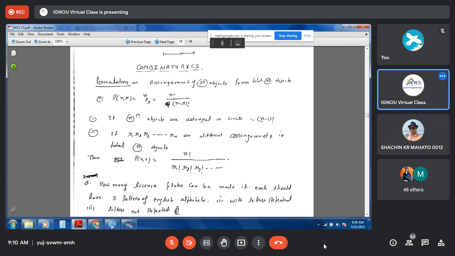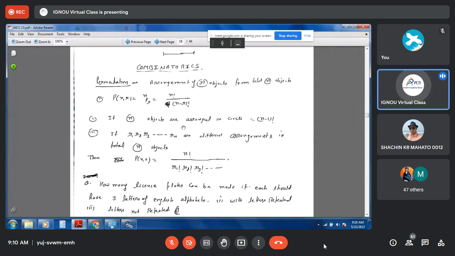These are the few formulas based upon the arrangements. Again, I repeat it. If there are total n objects and you have to arrange r objects, r is less than n, then the total number of arrangements, we write it in this way, nPr, is equal to n factorial upon n minus r factorial.